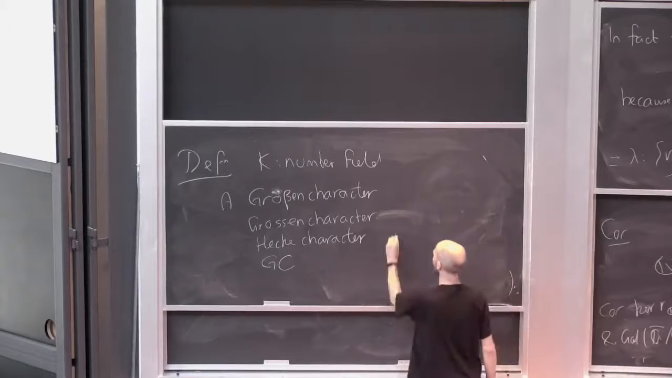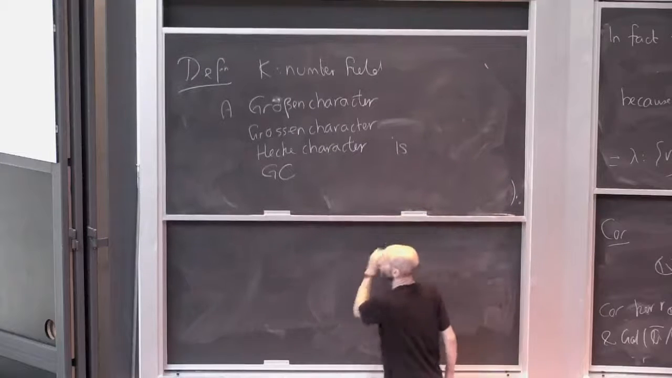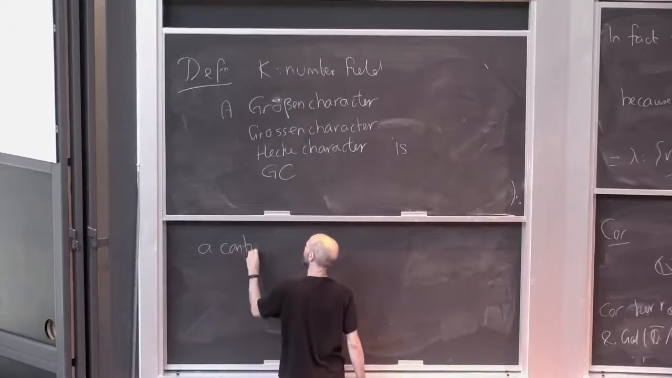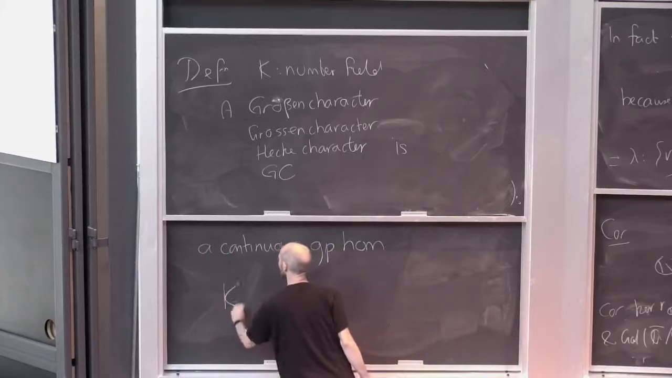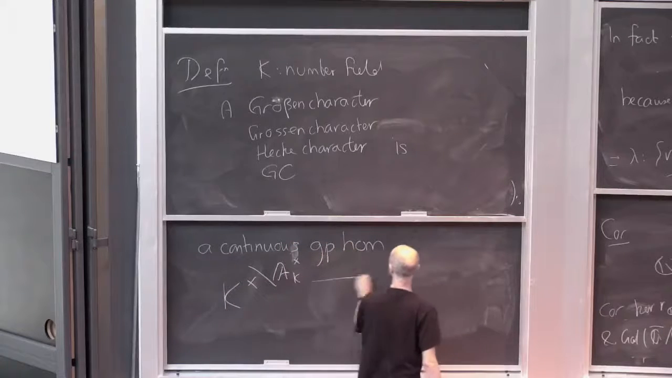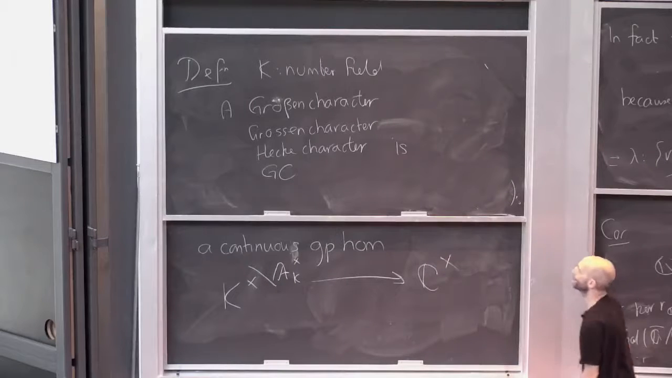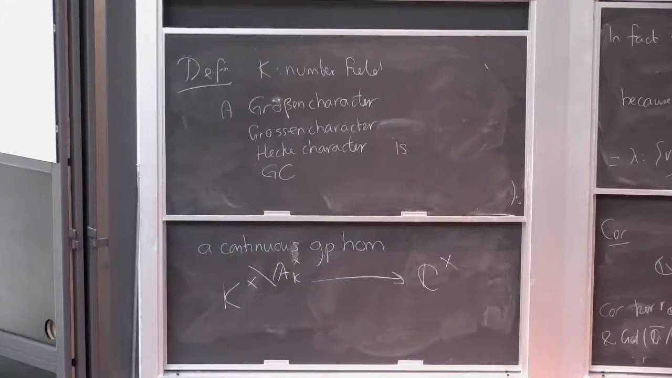A Grossencharacter is a continuous group homomorphism from K^* over A_K^* to C^*. That's what it is. Okay? And we can write down examples, right? Because look, just right here, I've figured out when K was Q what that quotient group was. So I've got to write down a continuous group homomorphism from this thing here to C^*. And maybe you're a little bit terrified by that thing there, but that's fine. You can just kill it.